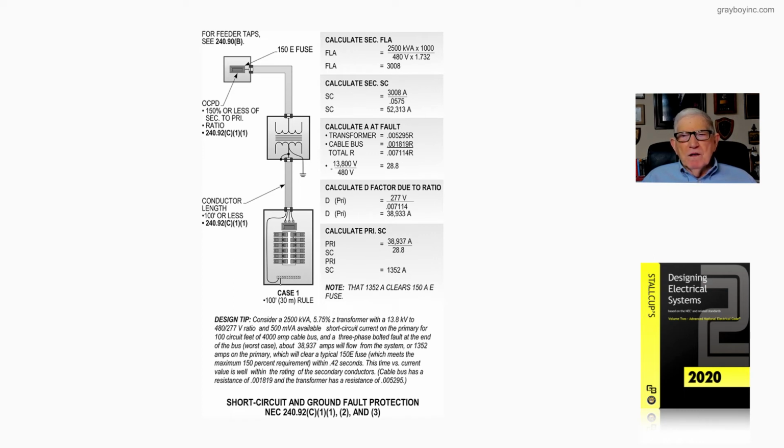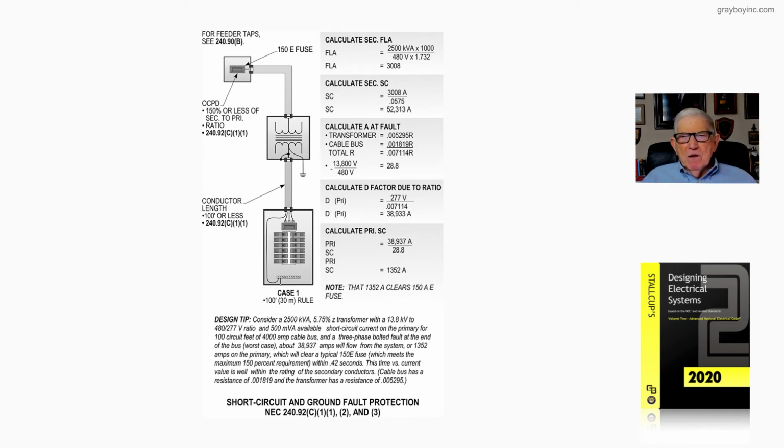So the transformer now has a resistance, as we see in the call out information, of 0.005295. The cable bus has a resistance in the information in the design tip, if you want to dig it out, 0.001819 is your resistance. Now those added up we come up with a 0.007114 as our resistance. 480 now, and the 13,800, we come up with a 28.8 ratio.